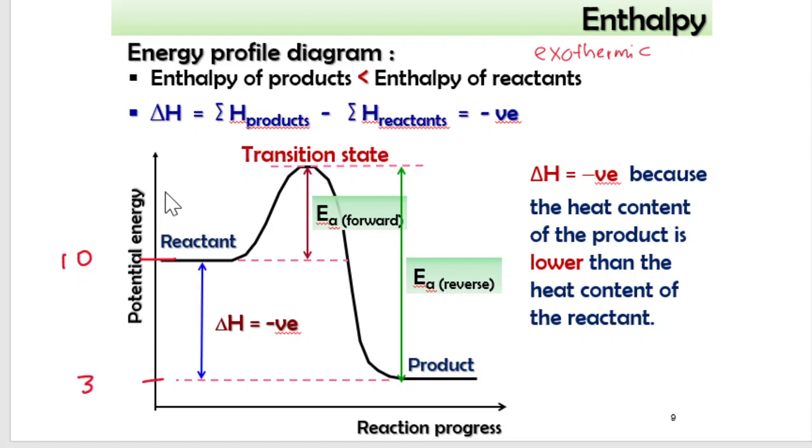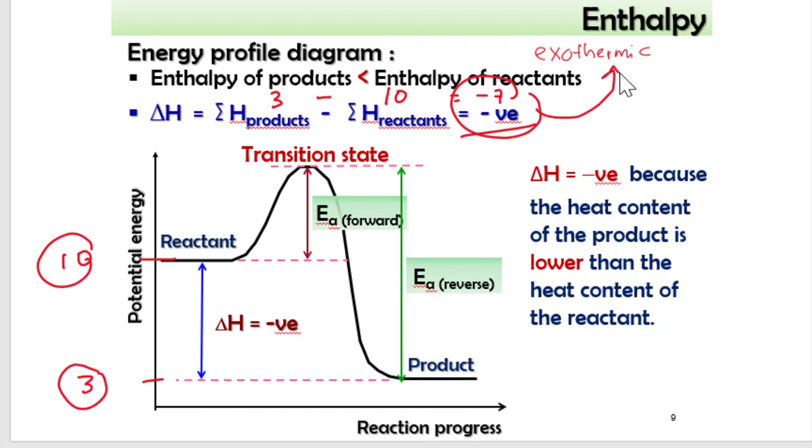So bila kamu masukkan this to find delta H for this reaction, okay, so kamu akan masukkan enthalpy of your product 3 tolak 10 enthalpy of your reactant. Okay, so kamu akan dapat negative 7. So from here, from your energy profile diagram, you can see bila dia negative, it is an exothermic reaction, means heat is being released from the system to the surrounding. Okay, macam yang tadi I've explained to you, temperature akan increase, temperature of surrounding.